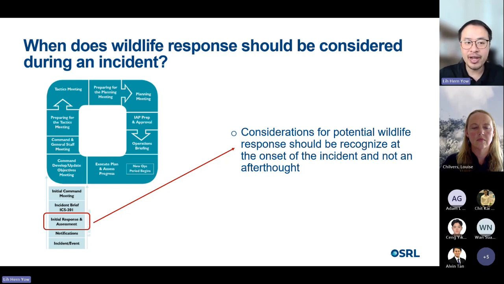So first thing is, when should the wildlife response be considered during an incident? Definitely under the initial response and assessment. So when the incident happened, when the on-scene commander passed over the information to the incident commander, one of the assessments they should think about, if you recall the PEAR priorities, is under environment. You should consider potential wildlife response already at the onset and not as an afterthought.